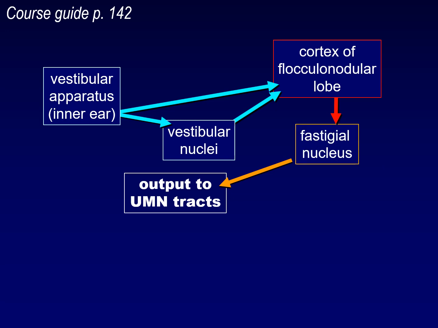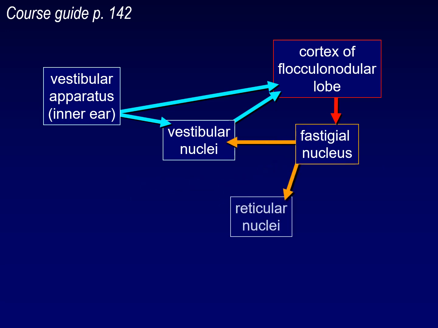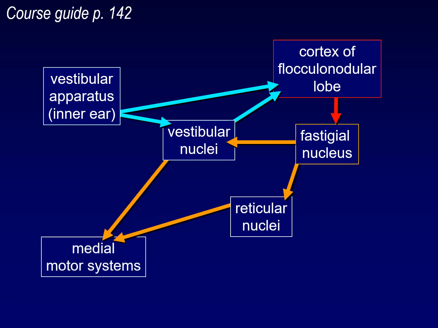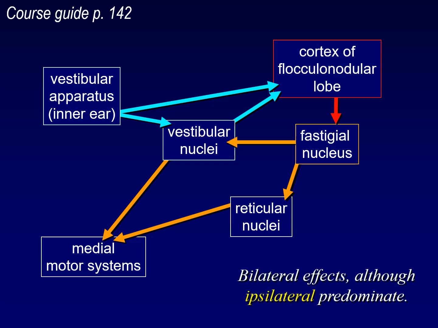Now, the fastigial nucleus is going to influence upper motor neuron tracts, and it's going to accomplish this by influencing the vestibular nuclei and the reticular nuclei, both of which give rise to tracts of the medial motor systems, and specifically those two: medial and lateral vestibulospinal and medial and lateral reticulospinal tracts.